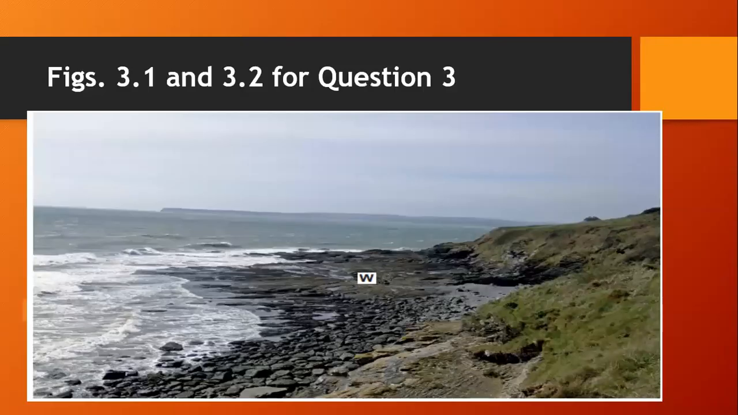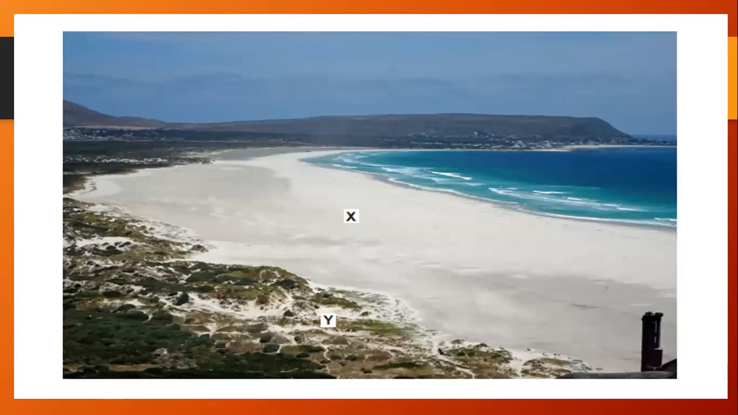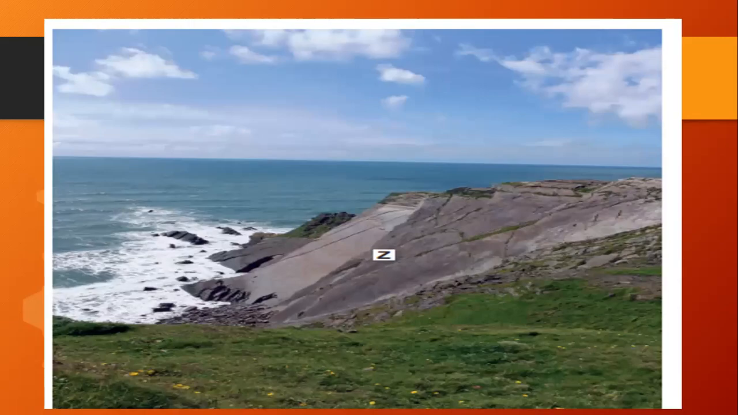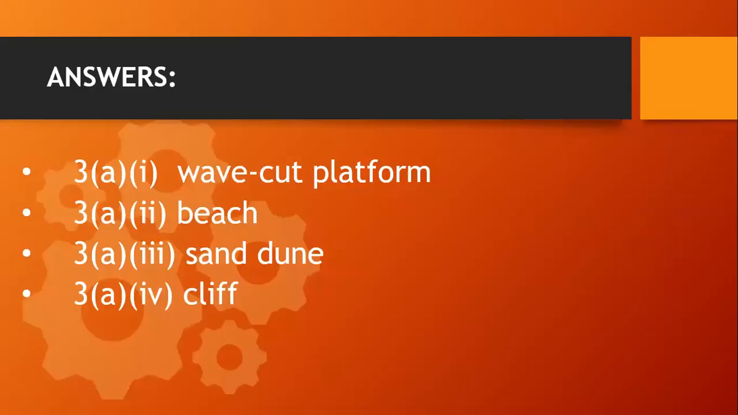Let me show it to you guys again. This is landform W, landform X and Y, and landform Z. Now let's check the answer. Landform W is a wave cut platform, X is a beach, Y is a sand dune, and Z is a cliff. So these are the answers for this question, which is 3A1 is wave cut platform, 3A2 is beach, 3A3 is sand dune, and 3A4 is a cliff.